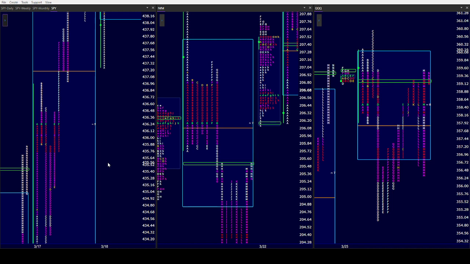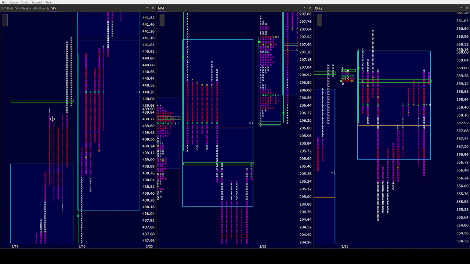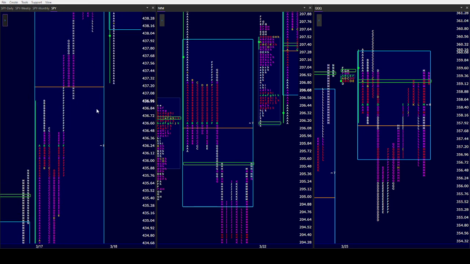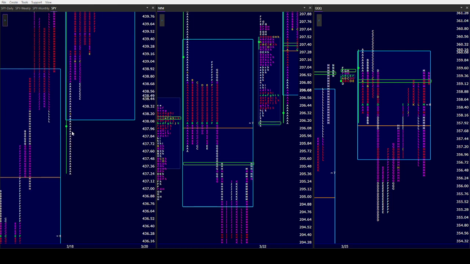Okay? Now another thing to keep in mind. Single prints are totally different from buy tails and sell tails. These are single prints. This is a form of an intraday gap. Right? F period. Form of an intraday gap. H period. That's totally different than this. This is a buy tail. It's still powerful like a single print, but it's not a single print. It's a buy tail. Okay?